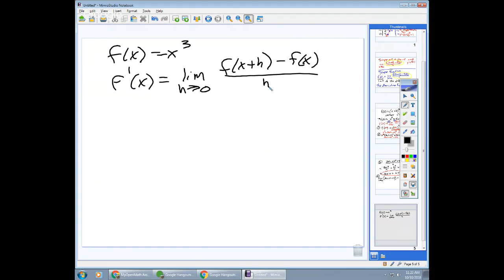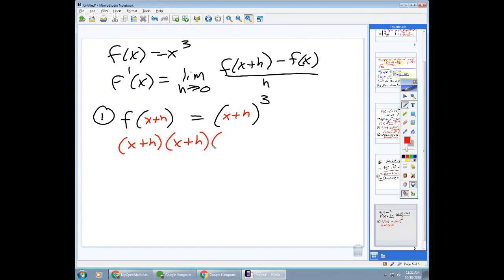Okay. Away from biology and back to math. So step one, I need to figure out what is f of x plus h. So I start off with f of blank equals blank cubed. And then into that, I plug in x plus h. So we've got a little work to do here, because this means to take x plus h times x plus h times x plus h. There is no shortcut for cubing something. Get busy. Time and patience, we can do this.